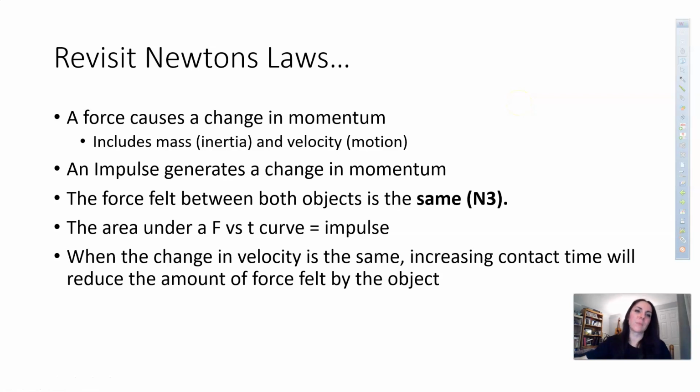So just a little summary on this whole lesson here. A force causes a change in momentum, and it's very powerful because not only do you include inertia, or the mass of the object, now you think about the object's motion. So you could have a large momentum with a very small object. For example, like a bullet moves really fast. So even though it's teeny tiny, it's got a very fast speed. So that actually has a lot of momentum.